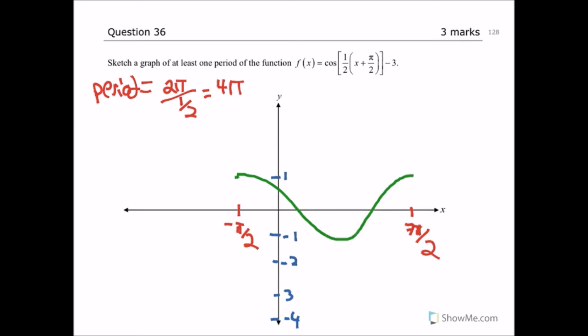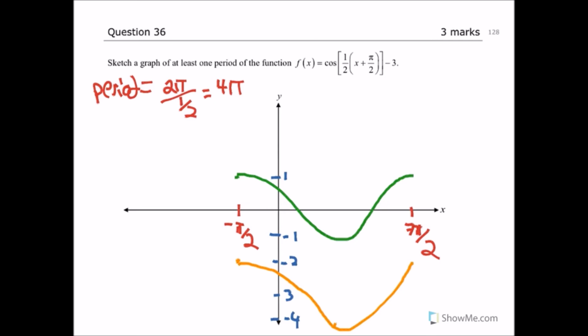I'm just going to shift it down 3. So the actual function's 1 goes down to -2, and my -1 drops to -4. So it's going to look something like this. Now, that's not the greatest drawing, I apologize.